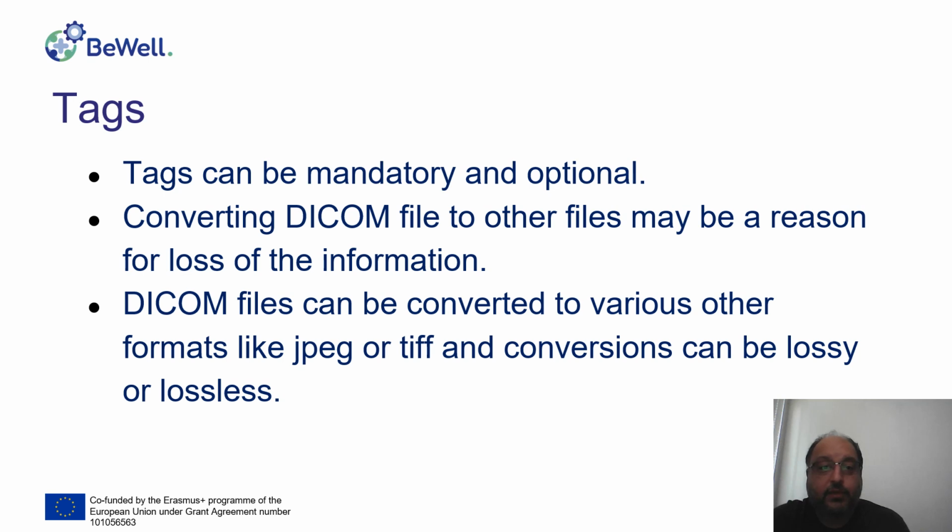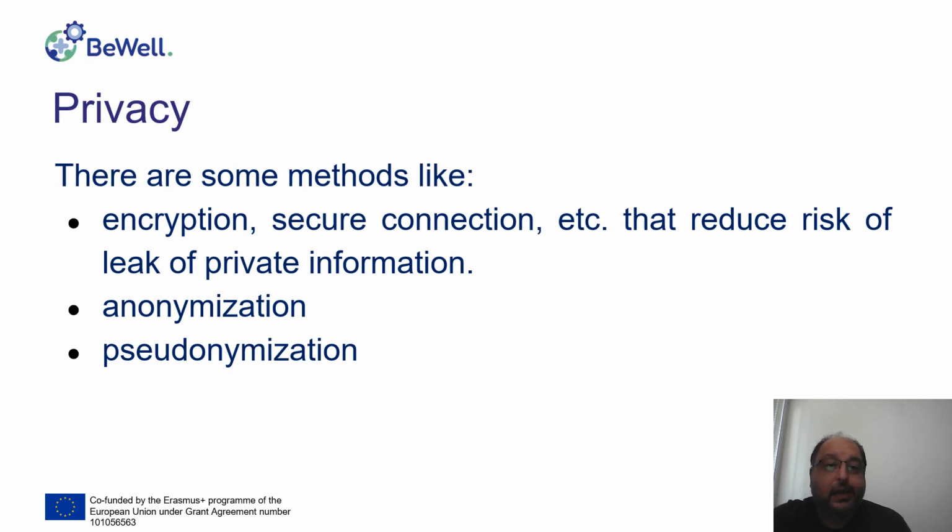There is an option to convert these DICOM files into other files. Most often, these are JPEG or TIFF files. As it was already said, this conversion can be either lossless or lossy, and some information can be lost during the conversion. In order to keep data private, there are some methods one may use, for example, encryption of the files, secure connections to reach the files, and to reduce the risk of leak of information.